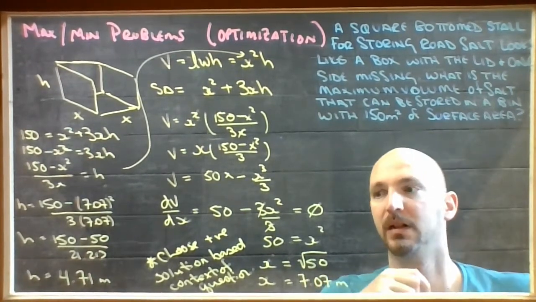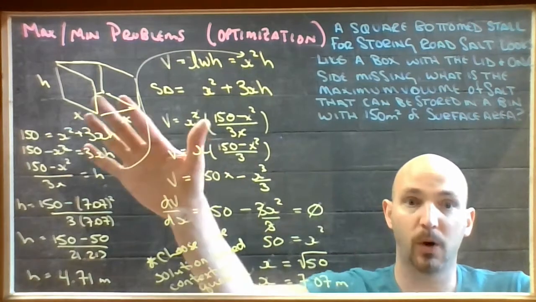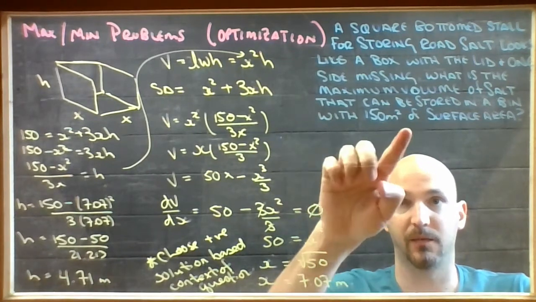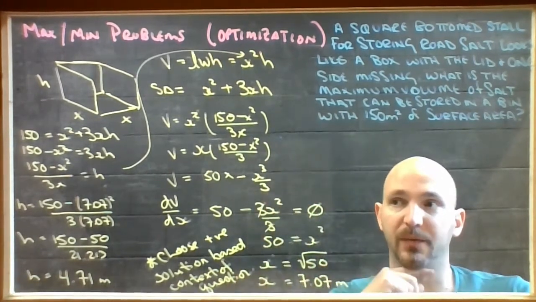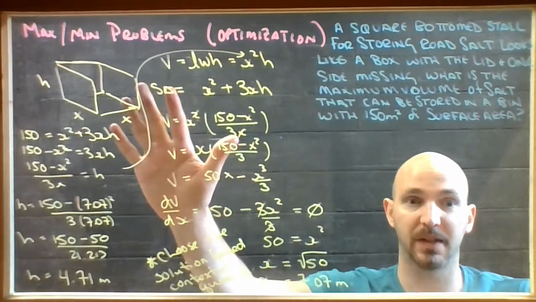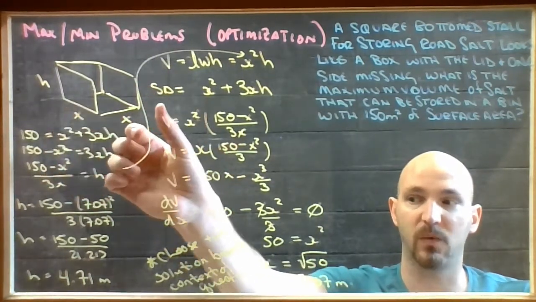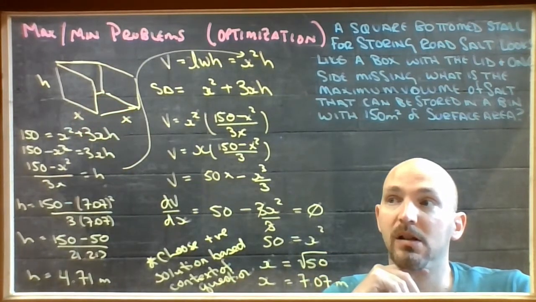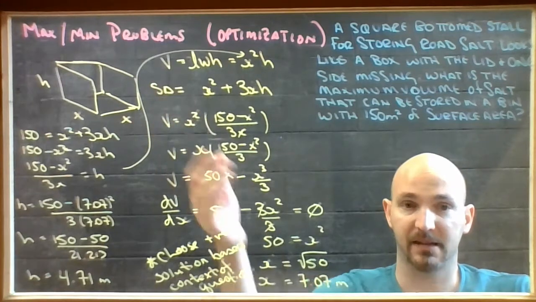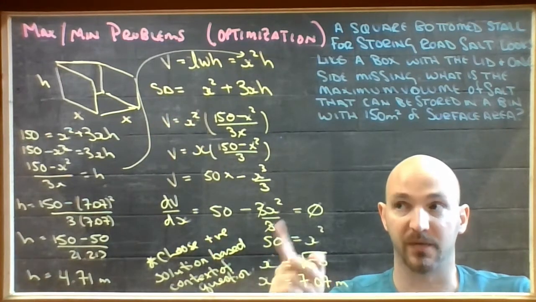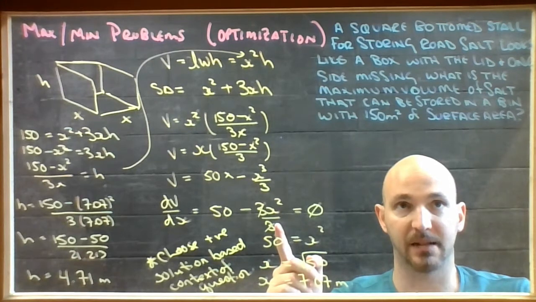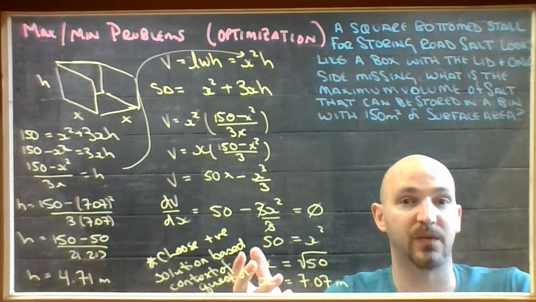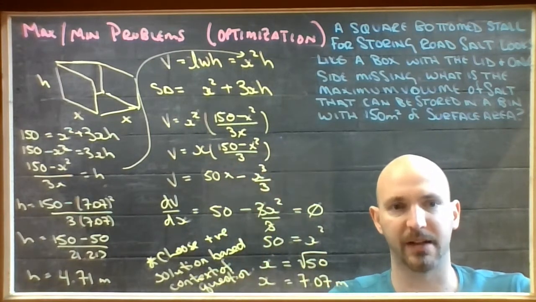Okay, so I have worked out the dimensions that will give me the largest volume for a surface area of 150 square meters. So I should build this thing to be 7 long, 7 wide, and 4.7 meters tall. Now if I do that, then the space inside should be the maximum volume of a stall that shape. And what did it ask me for? What is the maximum volume of salt? Well, that would be if it's full. I don't actually have that number on here.